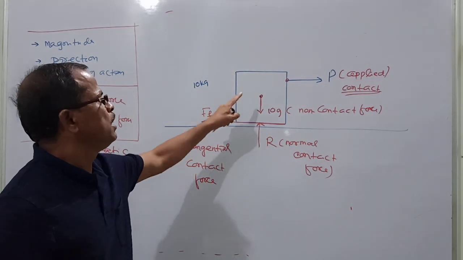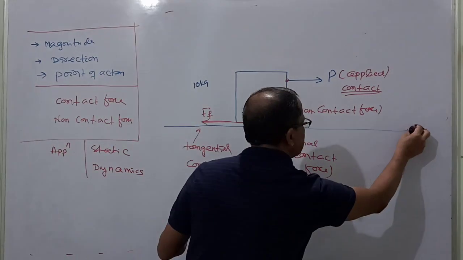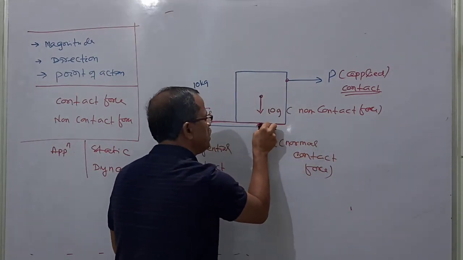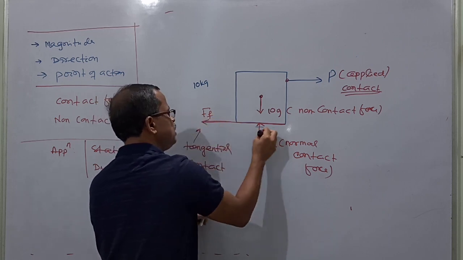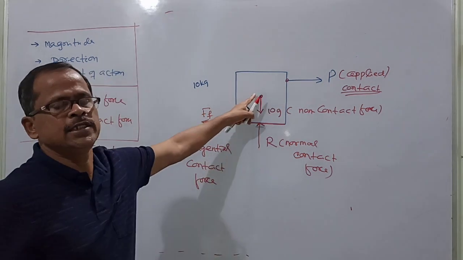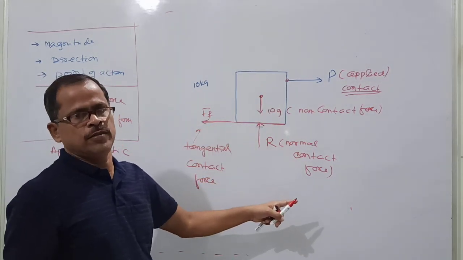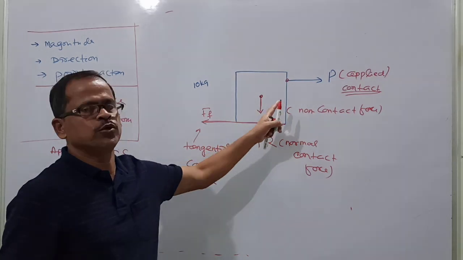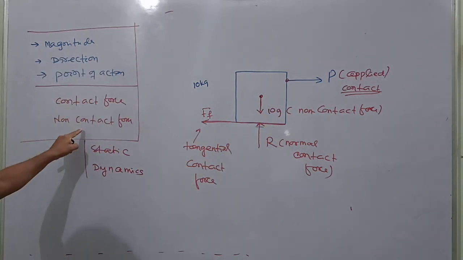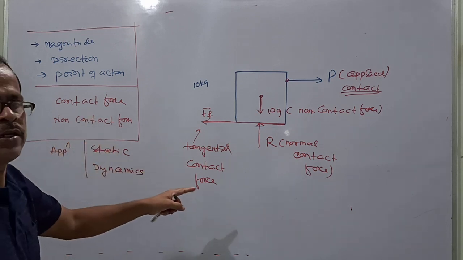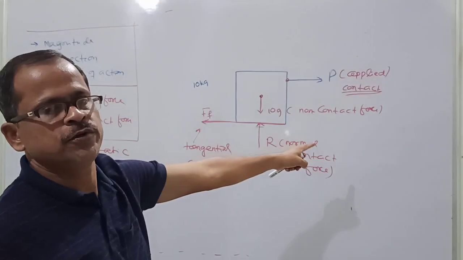That means here this is the body and the ground is another body. So I am removing the ground and drawing only the body. That means I am isolating the body from the system. After isolating the body, I show all types of forces acting on it. All types means contact type, non-contact type, direction, point of action, and magnitude. That is called a free body diagram.